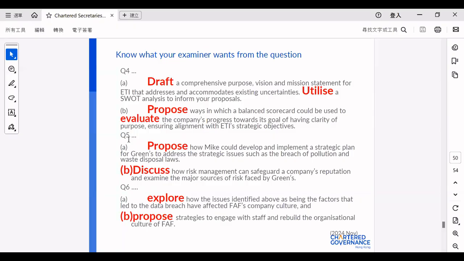Question five is to propose something and discuss something, right? Propose how to develop a thing and discuss the risk management thing. Question six is to explore the issues identified and then propose something. So propose, recommendation, suggest are more or less the same thing. And you can see this is what the examiner wants you to do, is to give reasons to propose something, to recommend something.